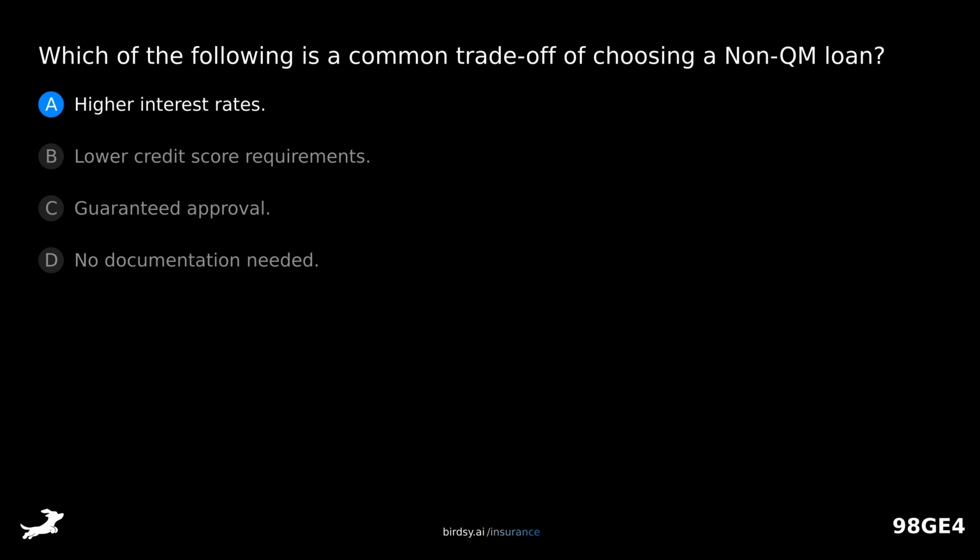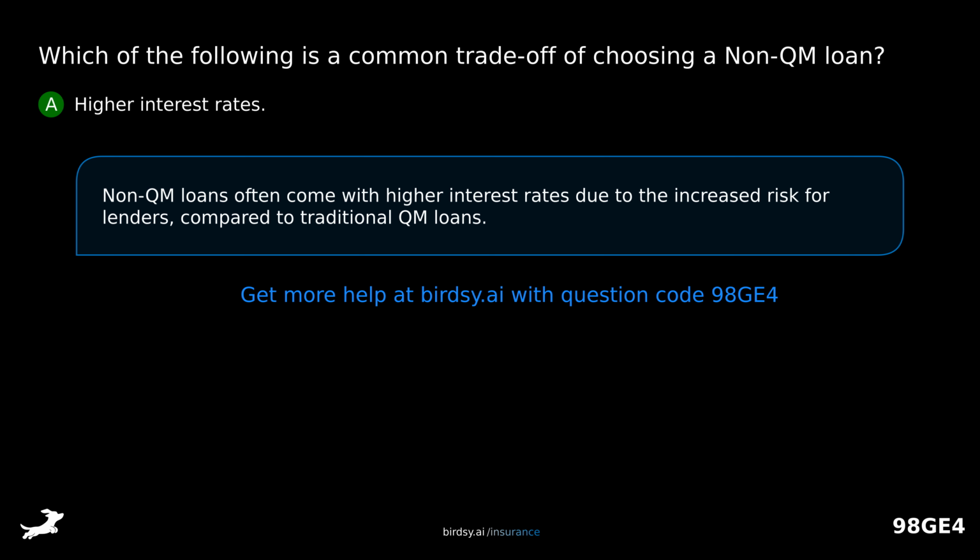Is it A, higher interest rates? B, lower credit score requirements? C, guaranteed approval? Or D, no documentation needed? The answer is A. Higher interest rates. Non-QM loans often come with higher interest rates due to the increased risk for lenders compared to traditional QM loans.